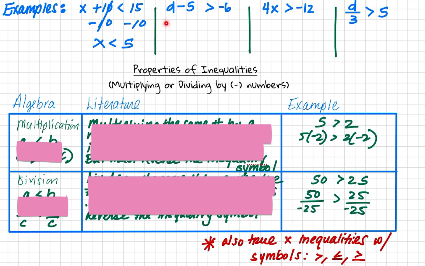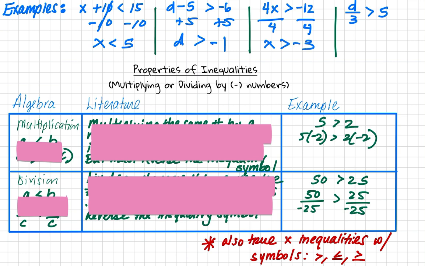So we have d minus 5 is greater than negative 6. We need to isolate it. How can we isolate it? We can use the addition property because we have a negative. So plus 5, d is greater than negative 1. For this one, we have the variable being multiplied by something, so we can use the division property and divide it by 4, but it's a positive 4. So x is going to be greater than negative 3.